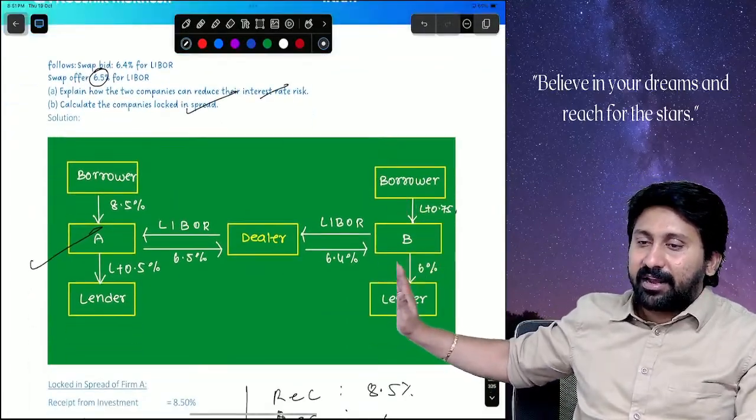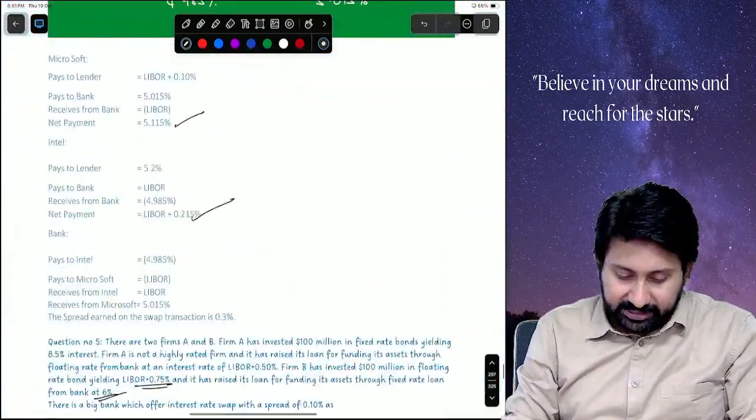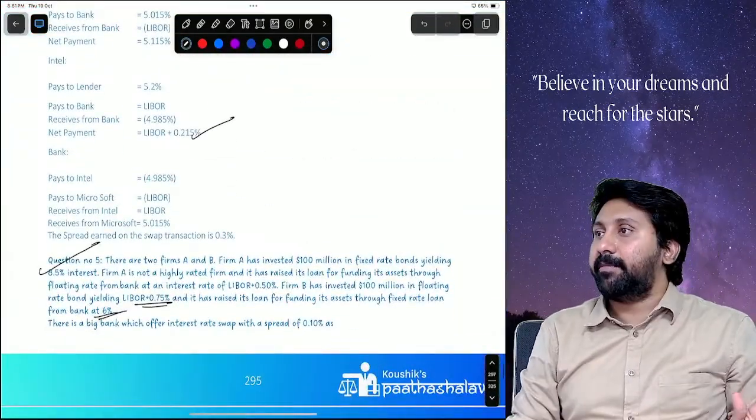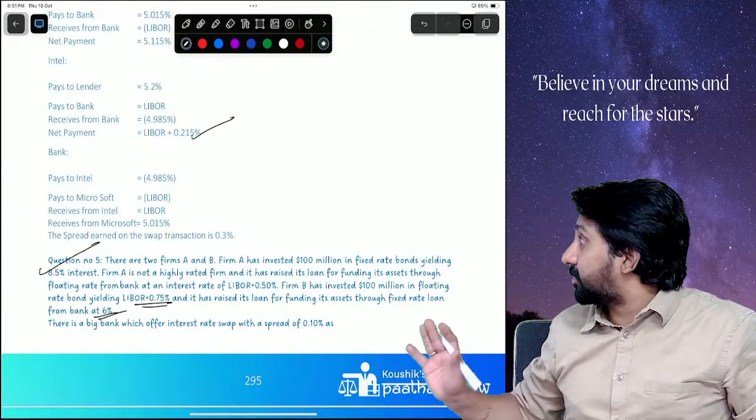Understood this diagram clearly? Yes, sir. Do you understand this? That's all. This is the end of question number 5. With this, we completed one stage of discussion on the interest rate swaps.